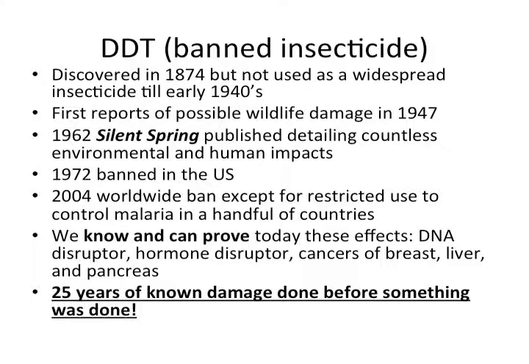We know and can prove basically everything that's bad with this substance. We know that it's a DNA disruptor, which means it causes birth defects. It causes damage to our cells at the cellular level so they can't reproduce. We know that it's a hormone disruptor, which is what I'm talking about today, and we know that it causes cancers of the breast, liver, and pancreas, and a whole bunch of other problems. But it took 25 years of people getting sick and getting cancers and getting problems before anything was ever actually done.